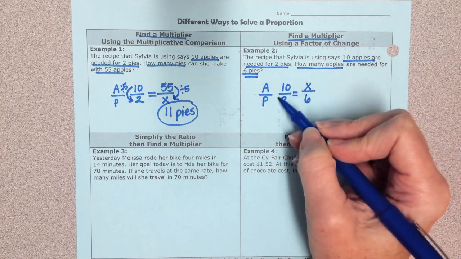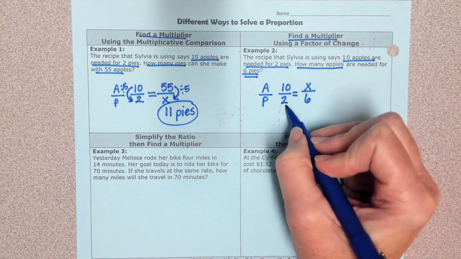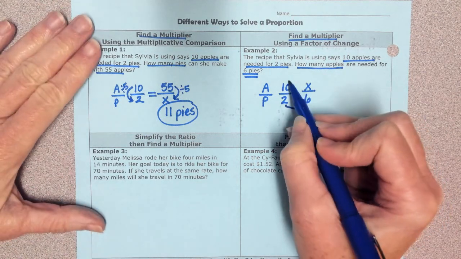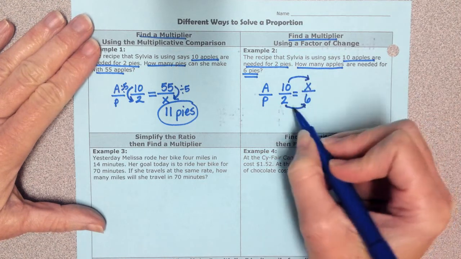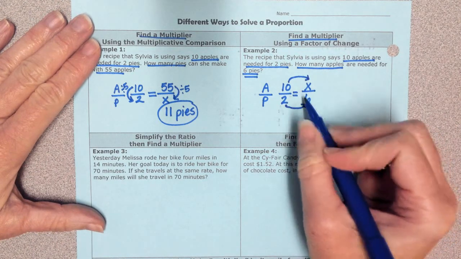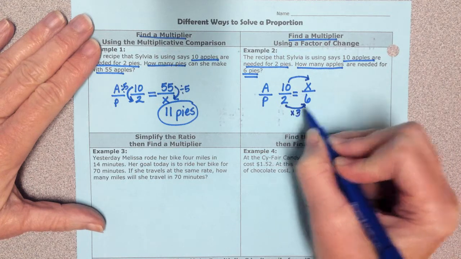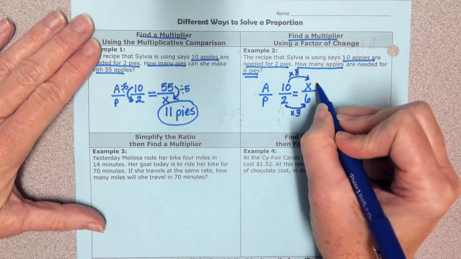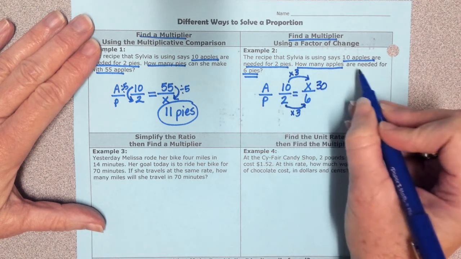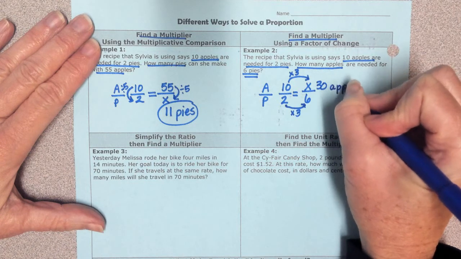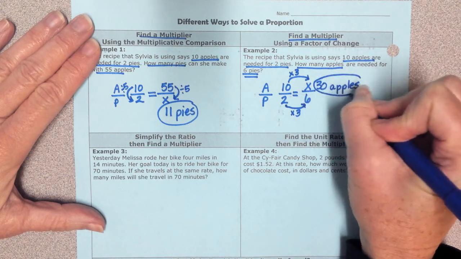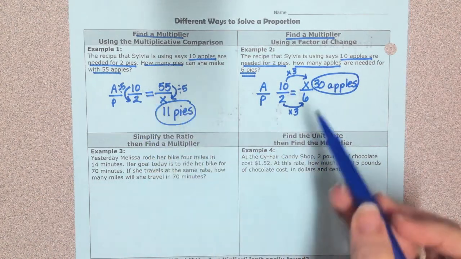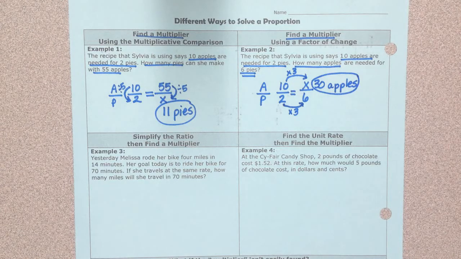Rather than looking within, remember, you can also look between. And I'm going to go from the 2 to the 6 because I have to go from the 10 to what I'm looking for. So what do you do to 2 to get to 6? Times 3. So what would I do to 10? Times 3. And 10 times 3 is 30. So how many apples are needed? 30 apples. Let's circle my answer. So we found a multiplier. On the first one we found it within, and on the second one we found it between.